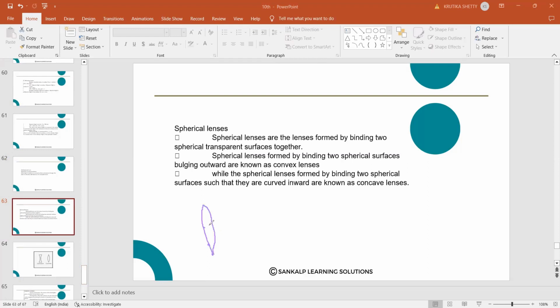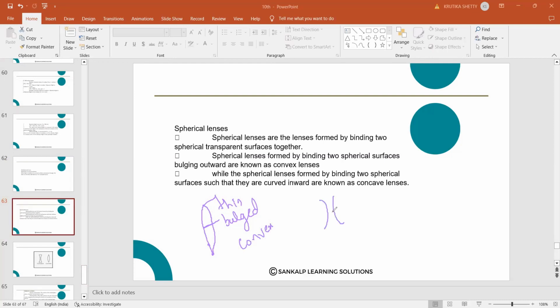In a convex lens, the center will be bulged and at the edges it will be thin. This is called as what? Convex lens. At the center it will be bulged and at the edges it will be thin. This is called the convex lens.